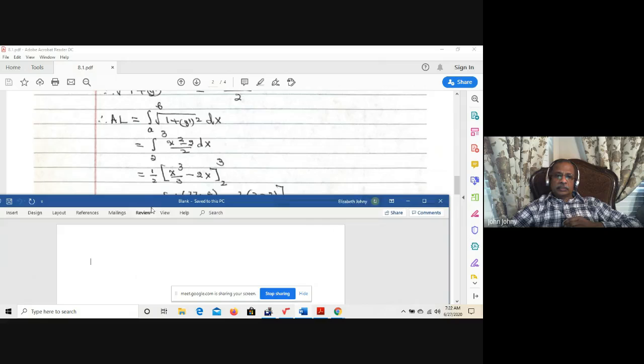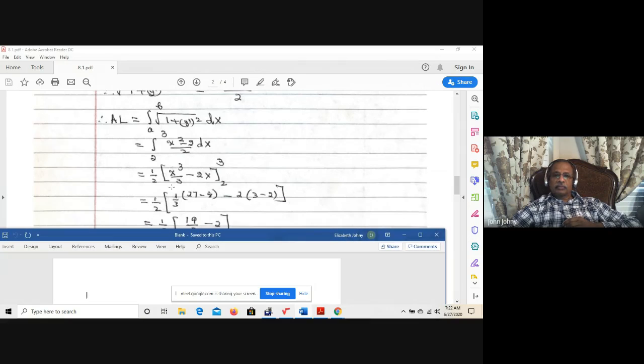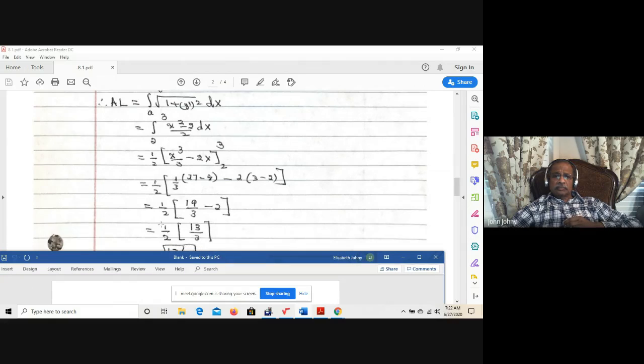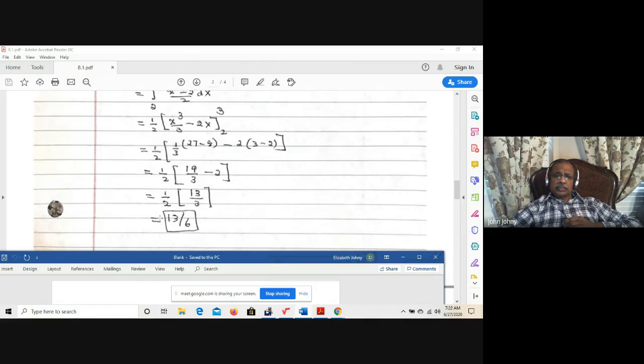From 2 to 3, substitute the limits, 1 half times, 1/3 is common. 3 cubed is 27, minus 2 cubed is 8. So 27 minus 8 minus 2 times 3 minus 2. Simplify, that is 1 half times 27 minus 8 is 19, divided by 3, minus 2 times 3 minus 2, that is 1 half times 19 minus 6, which is 13, over 3, that is 13 divided by 6. So that is the arc length.